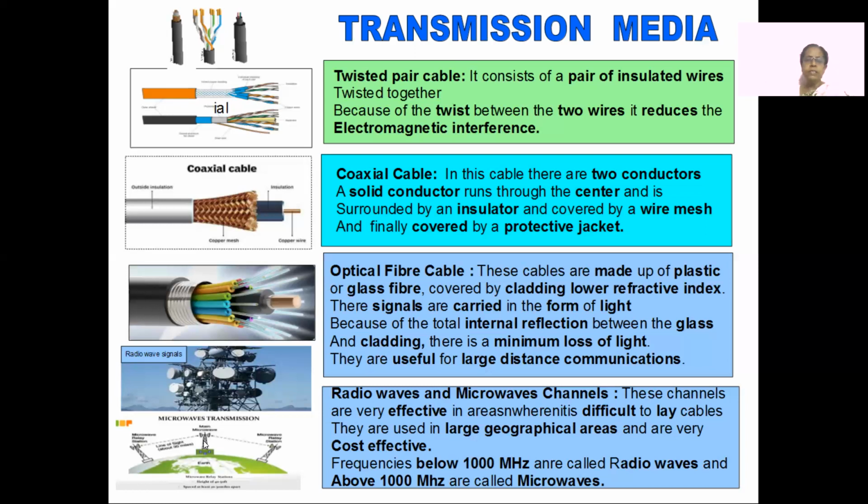The frequency below 1000 megahertz is a radio wave, and over 1000 megahertz it's a microwave. Like your microwave heaters, the heat comes from all directions. You can receive signals from all directions. Clear? And this is also cost effective.